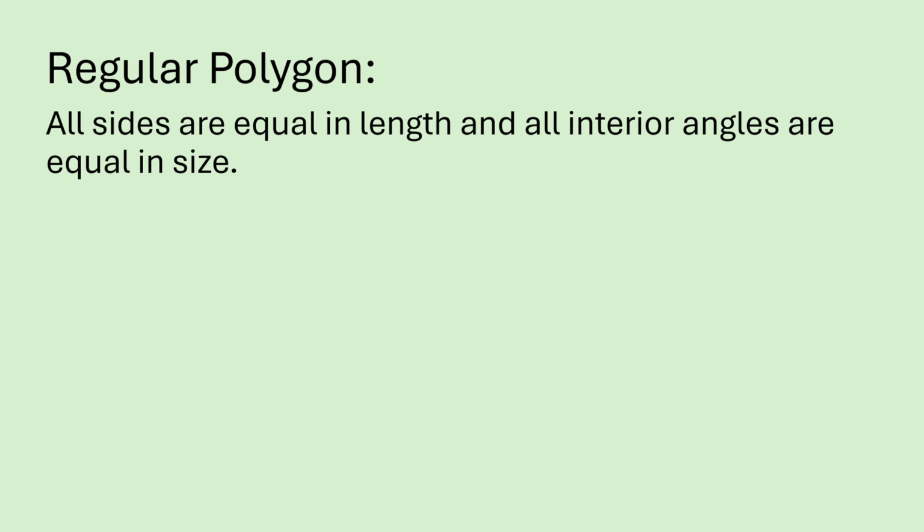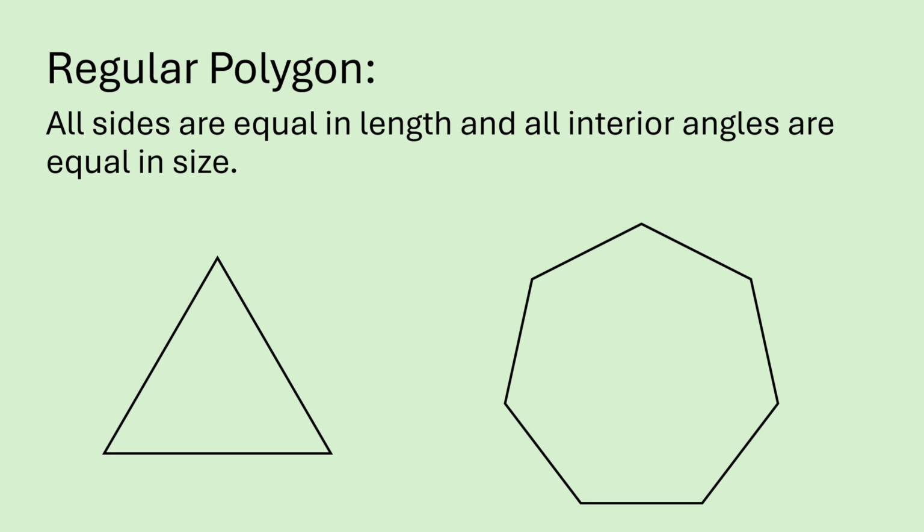Regular polygon. All sides are equal in length and all interior angles are equal in size. These are examples of the regular polygon.